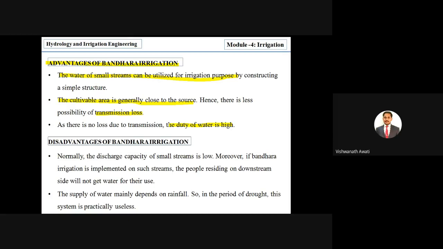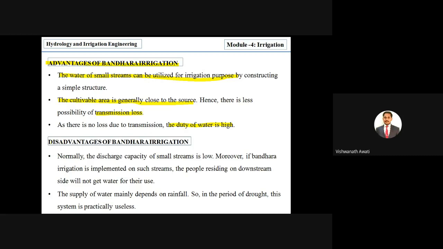Means with the help of a small availability of water, more area will be covered, right? You can call it duty. Duty means what? With the available water, how much area is covered under that irrigation, right? So that is what duty is. So duty will be increased.